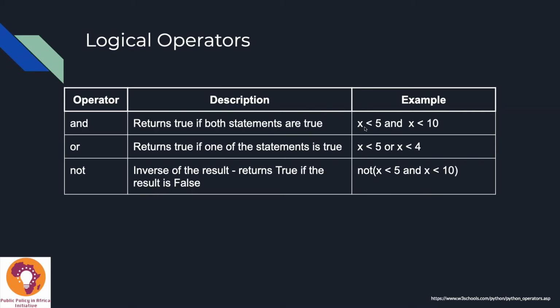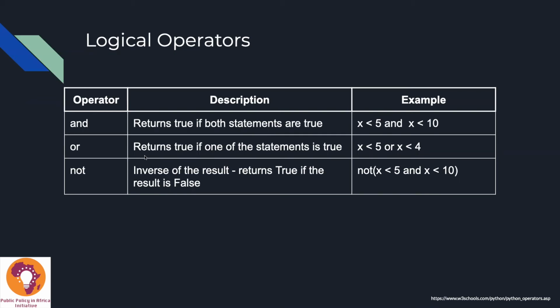So in this case, say the value of x is 7. Well, this evaluates to false. This evaluates to true. But since they aren't both true, it will return false, because it only returns true if both statements are true. Each thing on each side of the and is considered a statement. So if x was 7, this evaluates to false. But if x was 4, this would evaluate to true, because 4 is less than 5 and 4 is less than 10. So overall, this statement is true.